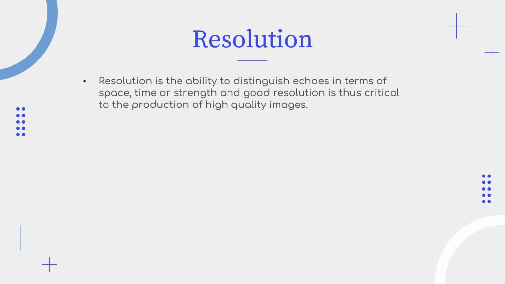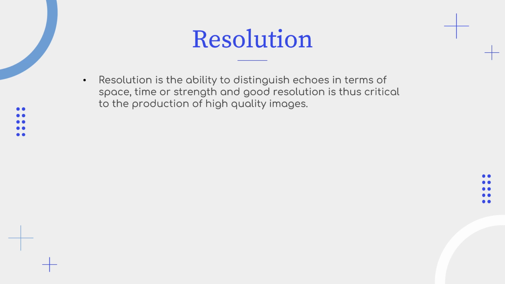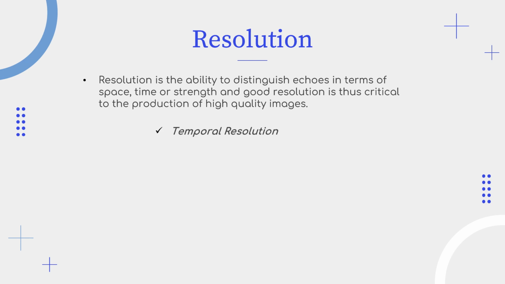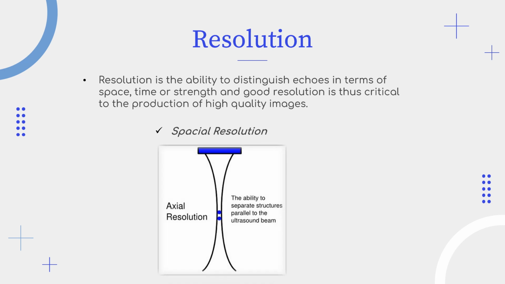Resolution. Resolution is defined as the ability to distinguish echoes in terms of space, time or strength, and good resolution is thus critical to the production of high-quality images. Contrast resolution refers to the ability of an ultrasound system to demonstrate differentiation between tissues having different characteristics, e.g. liver, spleen. Temporal resolution is the ability of an ultrasound system to accurately show changes in the underlying anatomy over time. Spatial resolution is the ability of the ultrasound system to detect and display structures that are close together.